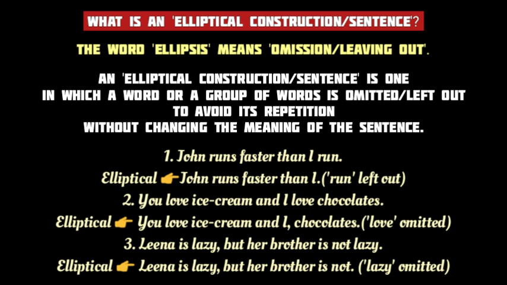Then in the next example, "Lena is lazy and her brother is not lazy," the adjective lazy is repeated. To avoid this unnecessary repetition, we may leave out the adjective lazy from the second clause without affecting the meaning. The elliptical construction is "Lena is lazy but her brother is not."